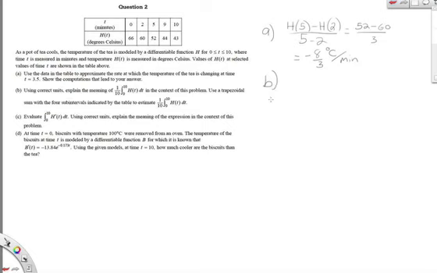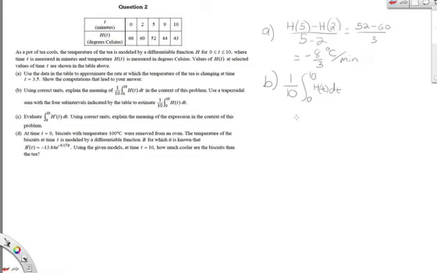Part B, using correct units, explain what the 1 over 10 integral from 0 to 10 of h of t dt means in the context of the problem, and then see if you can figure out what the area actually is. So this simply is telling us to add up all the temperatures and then divide it by 10.